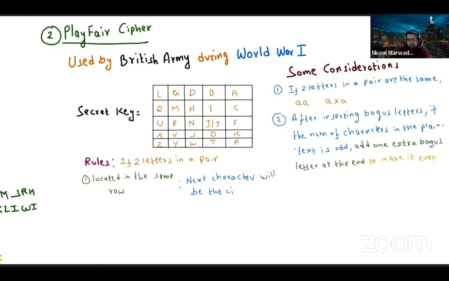For example, if the plain text has the two letters L and D adjacent to each other, then the cipher symbol will be G and B. Let me write in a different color. If the plain text has two letters L and D, then in the table, L and D belong to the same row. So the cipher text will be, for L, it will be G, and for D, it will be B. The next character will be the cipher.